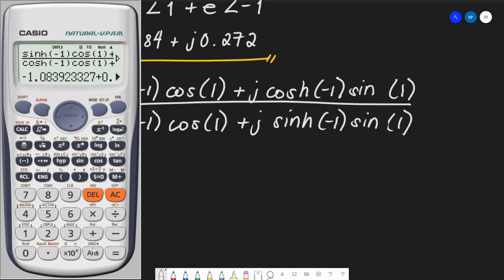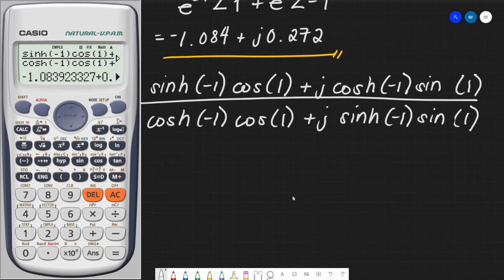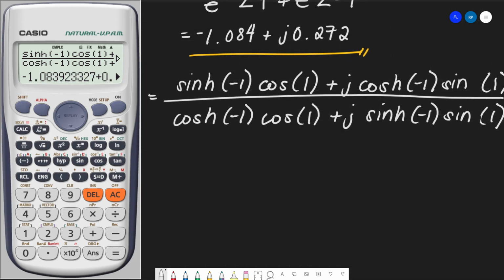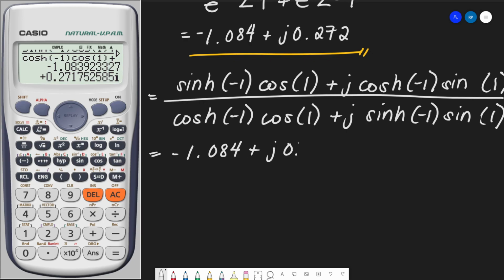Tama na. So, we have the same answer: negative 1.084 plus j 0.272. Ayan. So, be careful para hindi kanina naduling ako. Be careful on solving such problems. That's how you evaluate.